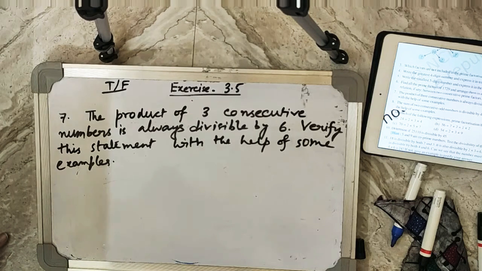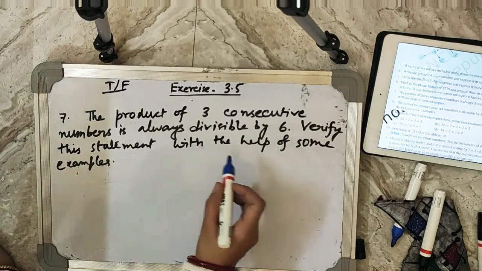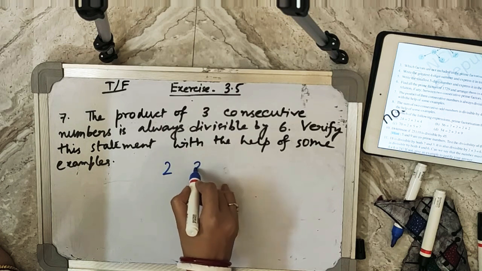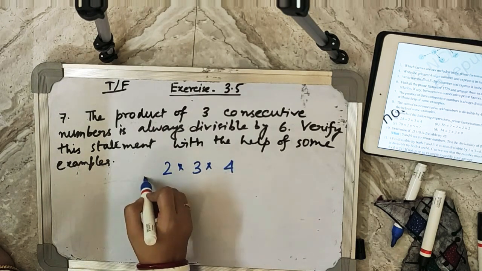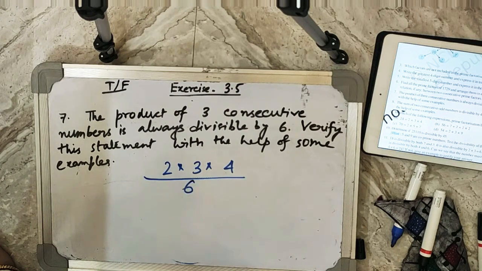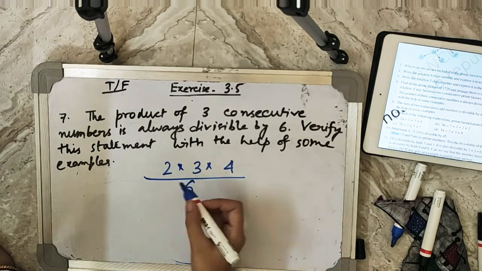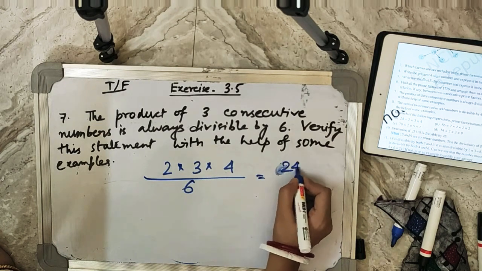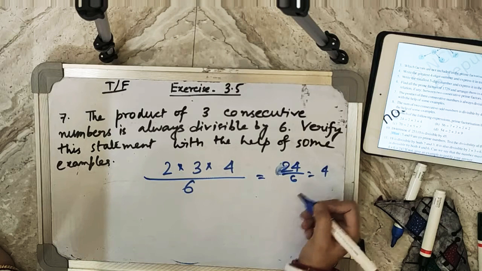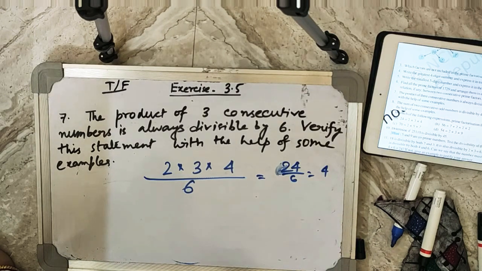So in question number 7 it is given the product of three consecutive numbers is always divisible by 6. Verify this statement with the help of some examples. Suppose we are taking the consecutive numbers 2, 3, 4. Okay. We have to find whether this product is divisible by 6 or not. Okay. So let's divide it by 6. 24 divided by 6. Yes, it is exactly divisible by 6.